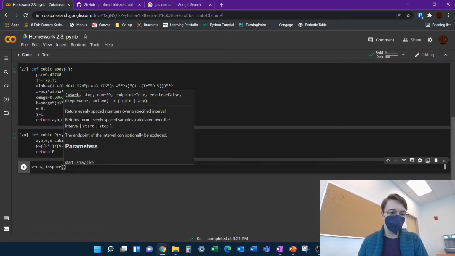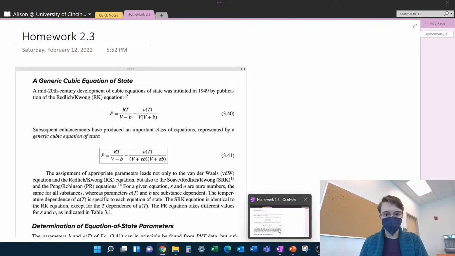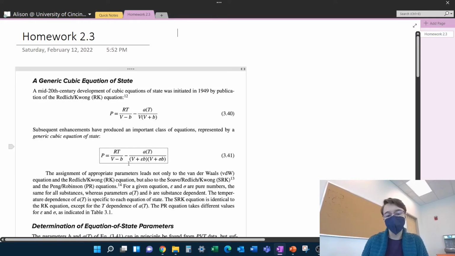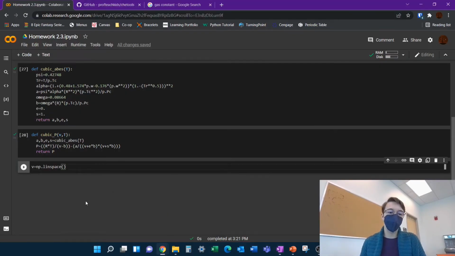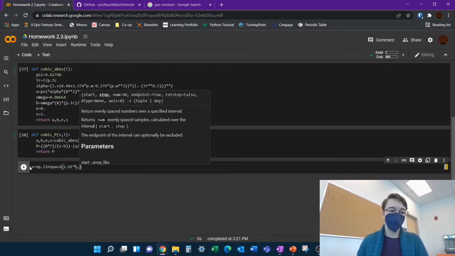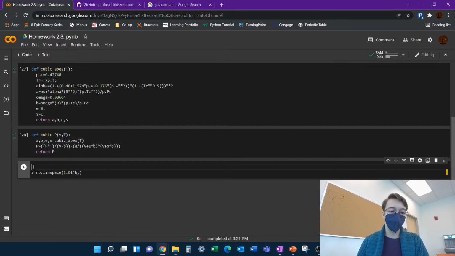Alright, so I guess how low do we want to go? So if we think about this, our volume can't be 0, because zero volume doesn't really make any sense. And our volume really shouldn't be greater than the excluded volume, because that also wouldn't make very much sense. So how about we make our lower value 1% bigger than B? So we can do that by going 1.01 times B for our first value, but that means that we're going to need to define B.